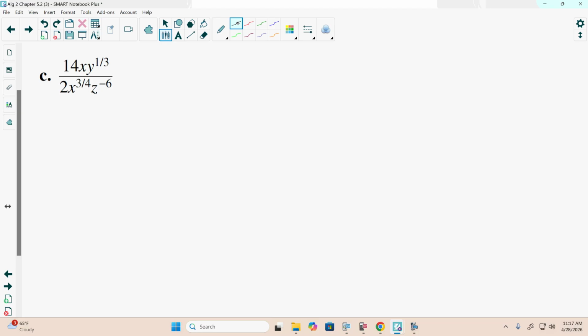14xy to the 1/3 over 2x to the 3/4 z to the negative 6. We want to simplify this as far as possible. Now, part of the reason we can't leave it as this here is, well, 14 over 2 are like terms. 14 divided by 2 is 7.